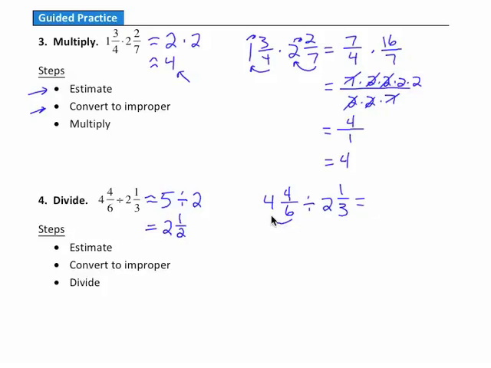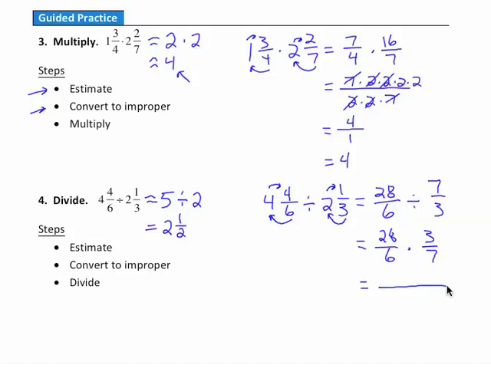Now let's take a look at the actual answer. First thing we're going to do is convert to improper. 6 times 4 is 24, plus 4 more is 28 over 6, and we're dividing that by 3 times 2 is 6, plus 1 more is 7, so I'm going to get 7 over 3. Let's change this to multiplication. So I have 28 over 6. I'm going to flip that second fraction. 3 over 7.